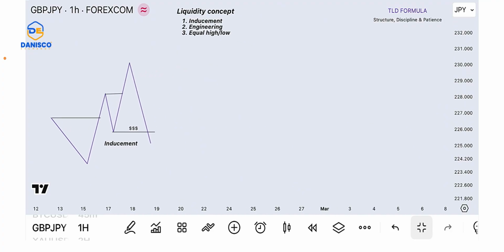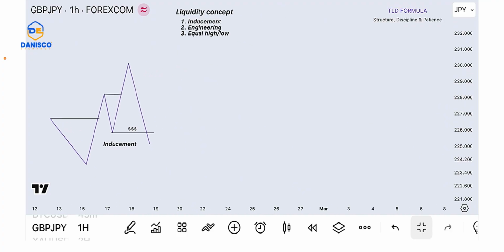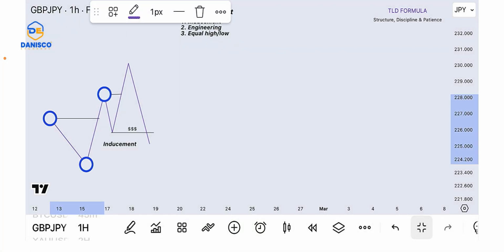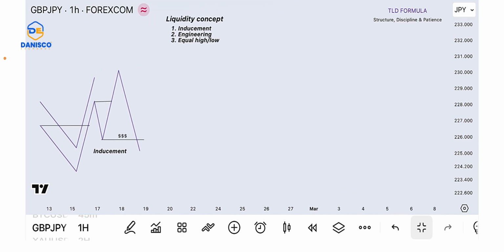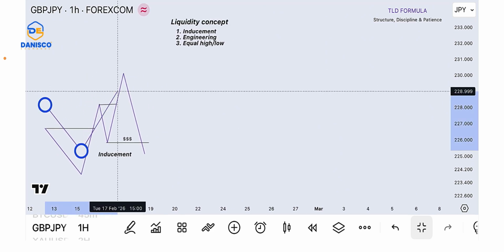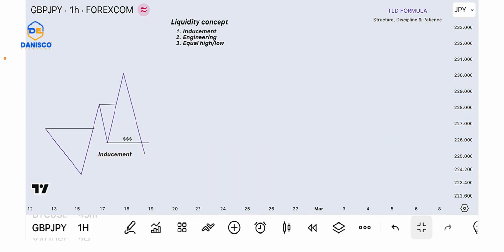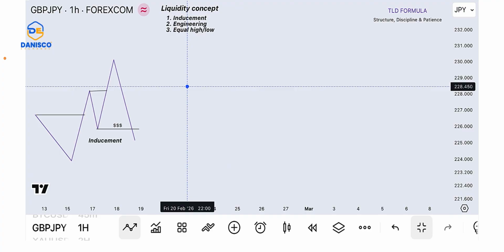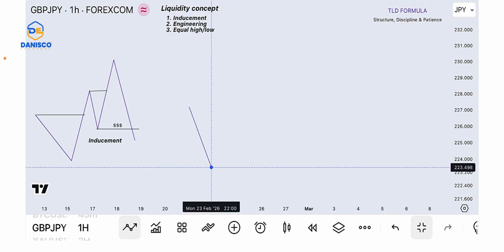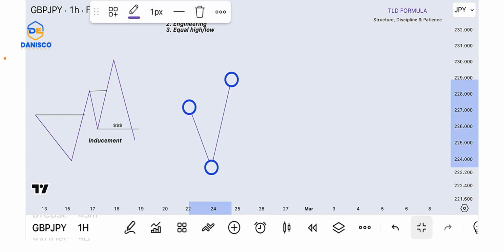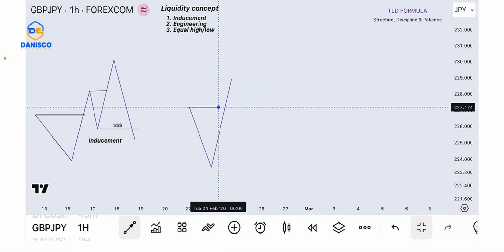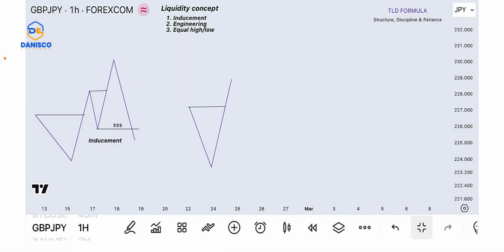Now let's look at the second type of liquidity, engineering liquidity. Let me see if I can duplicate this. Let me just draw a new one. Let's look at the second concept, engineering liquidity. Let's say we have a structure again, a beautiful structure. We now have a break of structure to confirm to us that the structure is okay and valid.